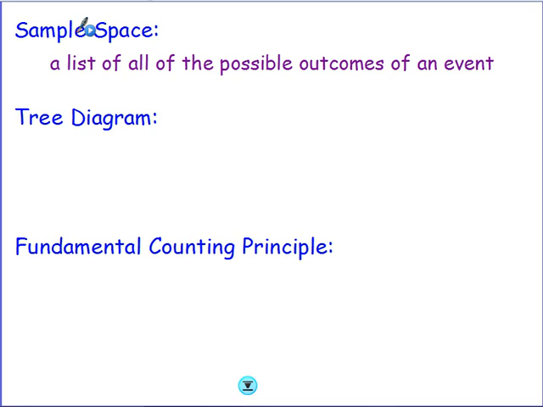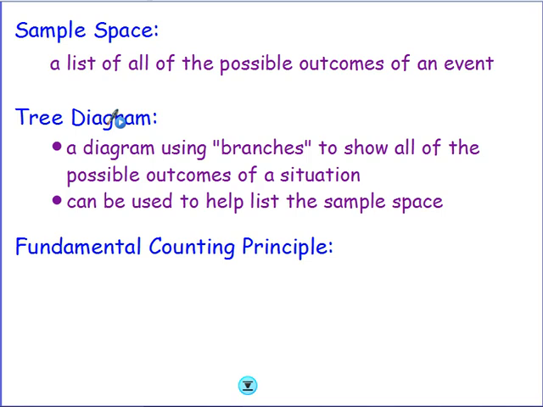A tree diagram. This is a diagram using what we call branches to show all of the possible outcomes of a situation. These can be used to help list the sample space. It's kind of a way of organizing your work. We'll do a couple of these so you can see what I mean.